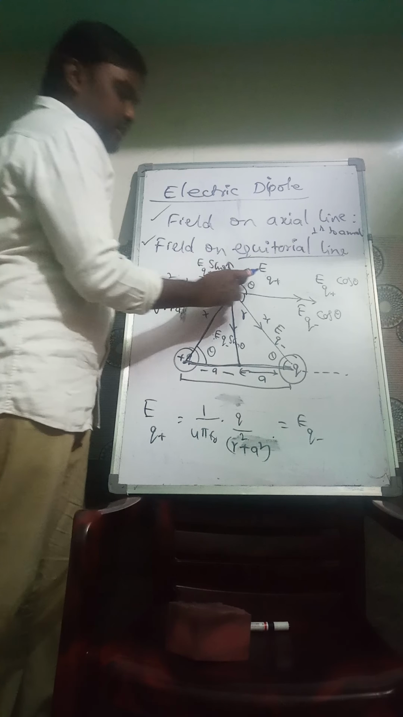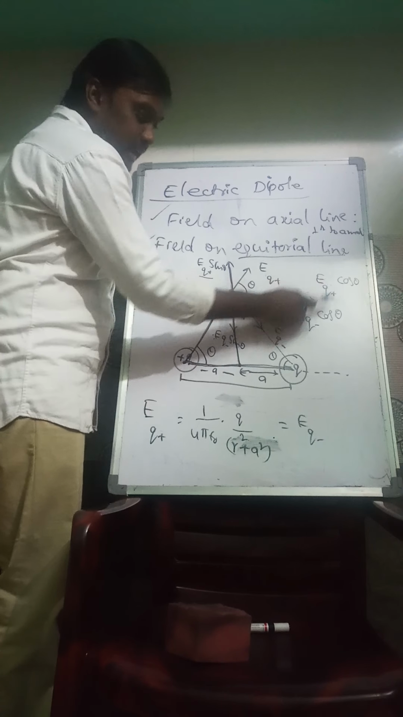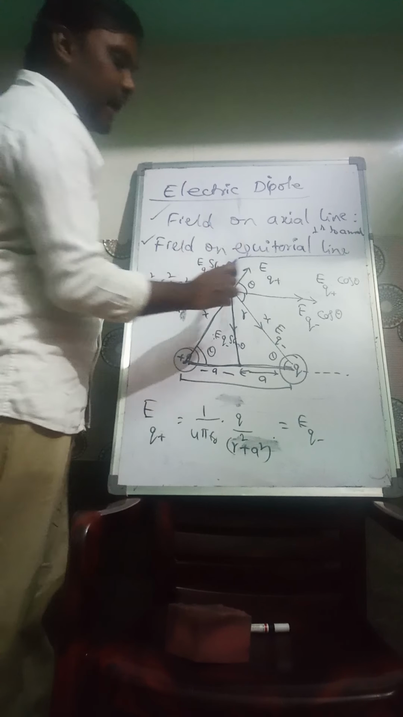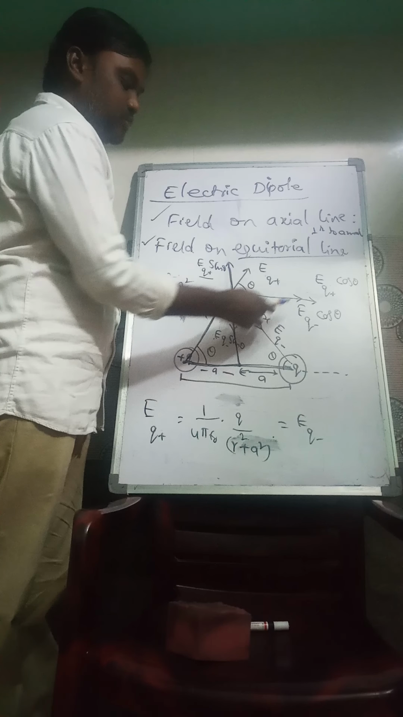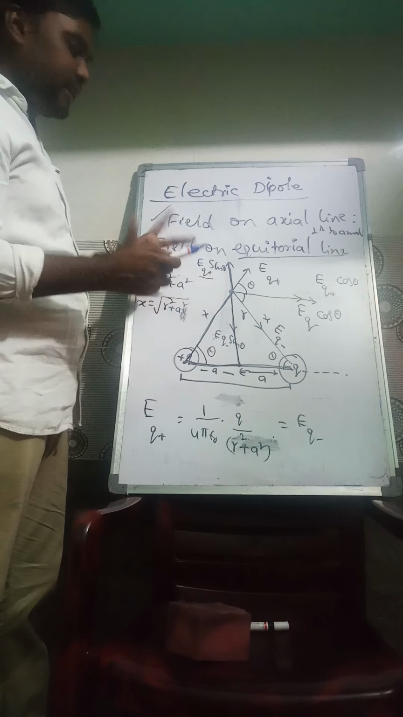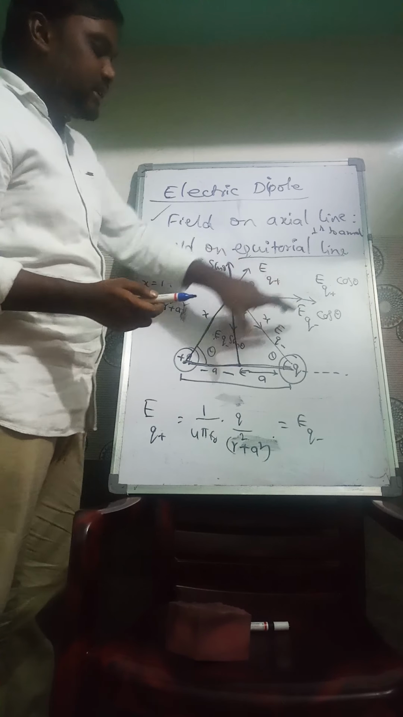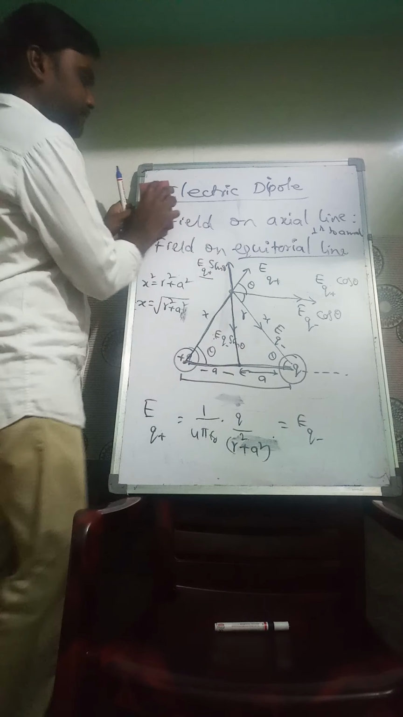So coming to E_Q plus cos theta and E_Q minus cos theta, both are having the same magnitude and the same direction, hence the total field will be added here. It is because both are in the same direction. Here both are in opposite directions, hence they will cancel. So here these two are in the same direction, so they will add.